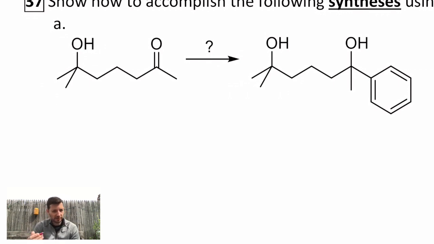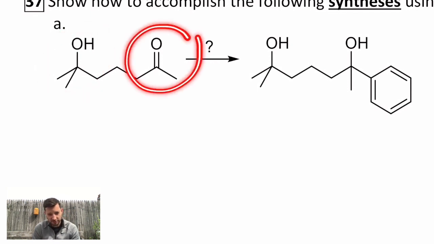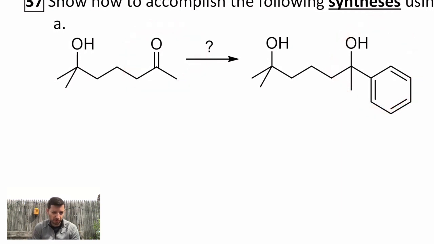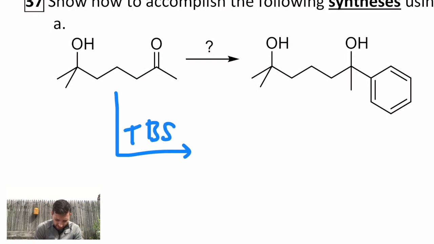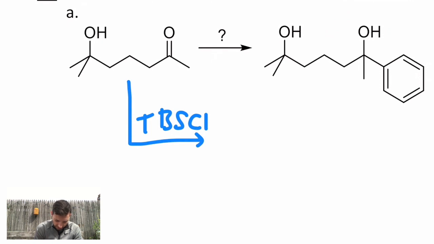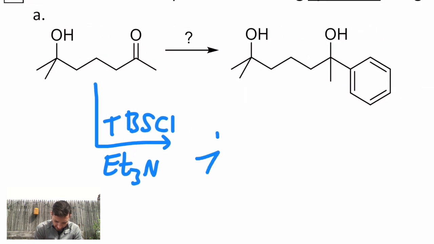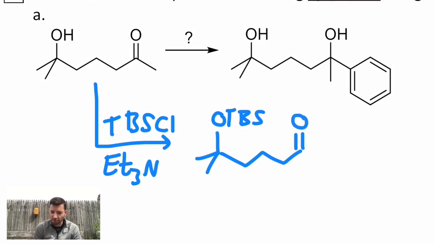So I'm actually going to do this synthesis just in the forward direction, because all that I see we need to do is protect this tertiary alcohol, add an organometallic to the ketone to make this tertiary alcohol, and then deprotect the original tertiary alcohol. So let's do that right from the starting material. The protecting group we've learned for alcohol protections is TBS chloride, and usually have some kind of base to go with it, an organic base like triethylamine. And that will convert the OH into an OTBS. Remember, that is a silyl ether. The rest of the molecule is along for the ride.